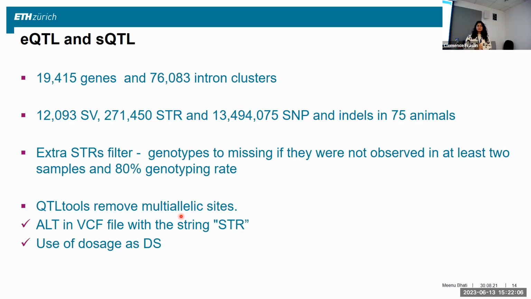Another problem is that QTLtools does not take multi-allelic sites into consideration. For that, we checked the C++ code of QTLtools, and if you replace the alt site with just one thing, it will consider it, because they count how many alternate alleles are there. So we replace them with STR, and QTLtools can use dosage. Rather than using the genotype, we use the dosage, provided with the DS. You need to make sure they are in integer form, and not in the hashtag header of the VCF file, because QTLtools also takes into consideration what is in the header.